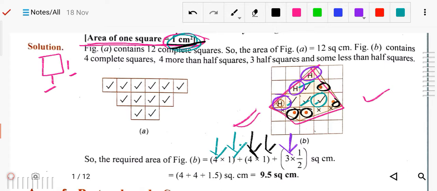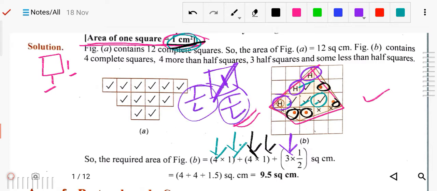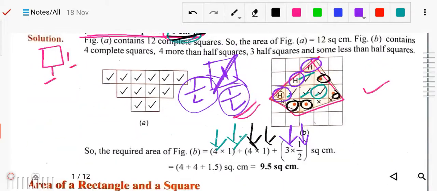Why? Because it is a half. This value is 1, but you are dividing it, so it's a half, its value will be half, and this value will be half, half, half. So that's why it will be multiplied by half. After that it is now completed.